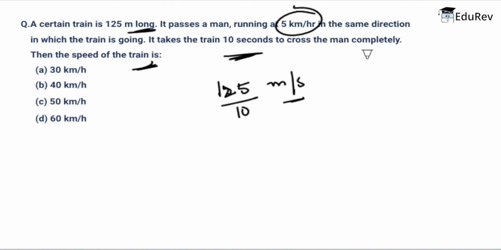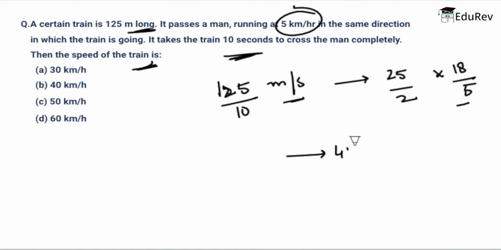Therefore, this speed is going to be 25 by 2 meters per second. Or in other words, can I say that it is 25 by 2 into 18 by 5 kilometers per hour? And this is nothing but 45 kilometers per hour. Correct. Now let the speed of the train be x kilometers per hour.